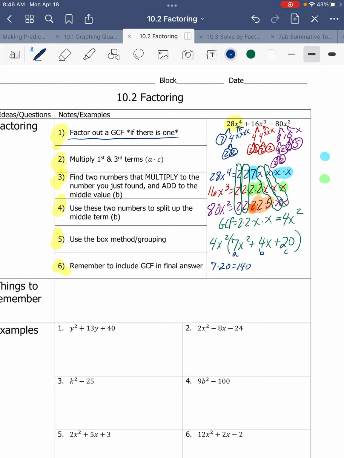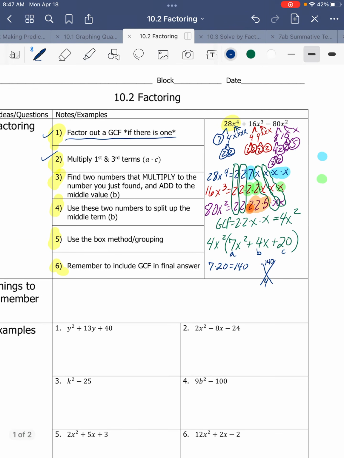So that's step 1, step 2, and step 3 is to find two numbers that multiply to that number I just found and add up to the middle value b. So they multiply to 140 and add up to 4. I just start looking at numbers that multiply to 140 and add up to 4. So that's 7 and 20. No, those won't add up to 4.